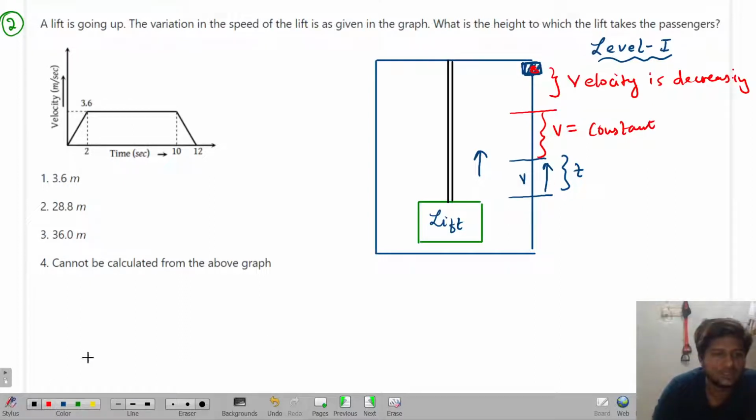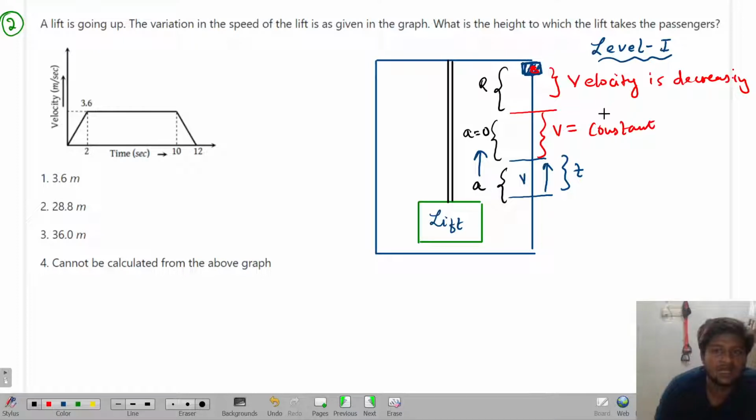Understood or not? So there are three cases. One, velocity is increasing with respect to time. After that, velocity becomes constant. After that, velocity is decreasing. So can I say that in this region, retardation is there? In this region, acceleration is zero. And in this region, acceleration is present.